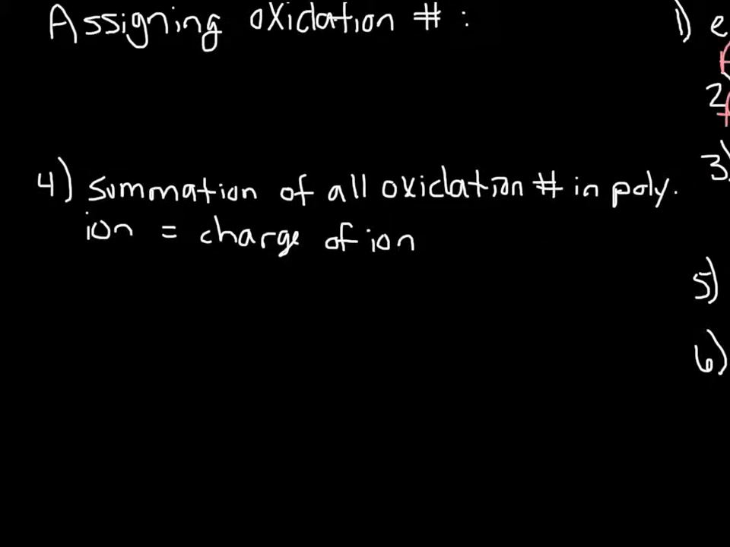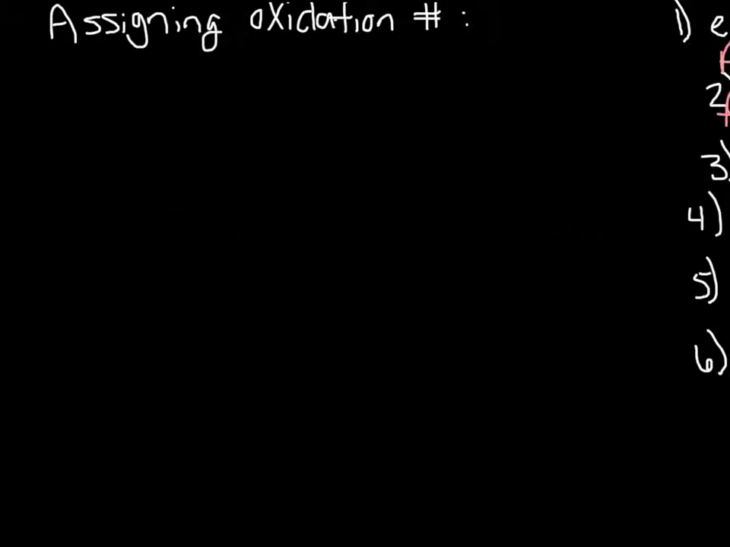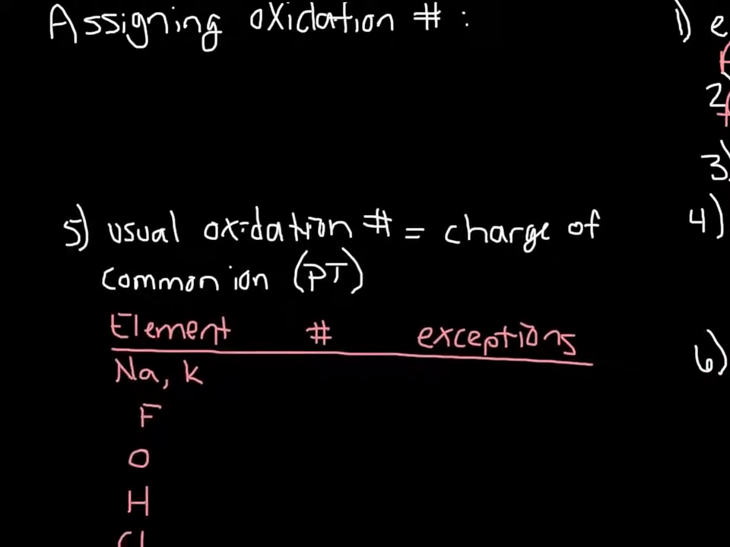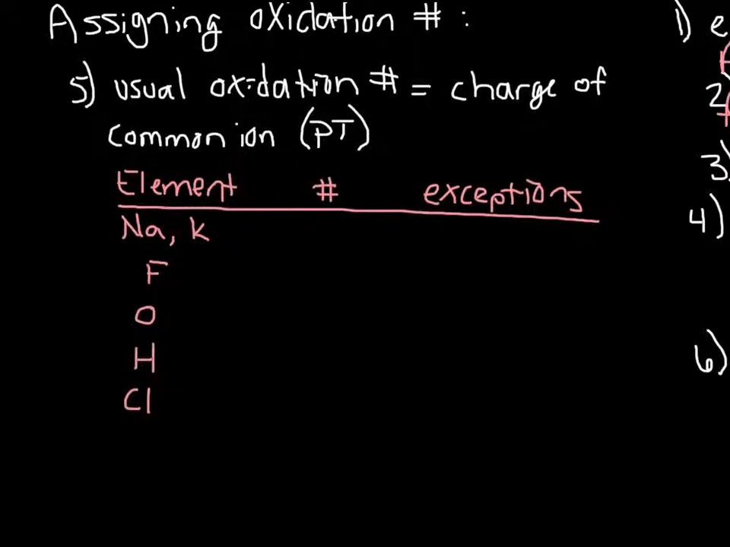Step 4. The summation of all oxidation numbers in polyatomic ions must equal the charge of that ion. And that goes for charged compounds as well. So if you have a compound like nitrate, it has a -1 charge, which means your oxidation numbers, when you add them up with nitrogen and oxygen, need to equal a -1 charge. Again, we will do plenty of examples to practice this. Step 5.